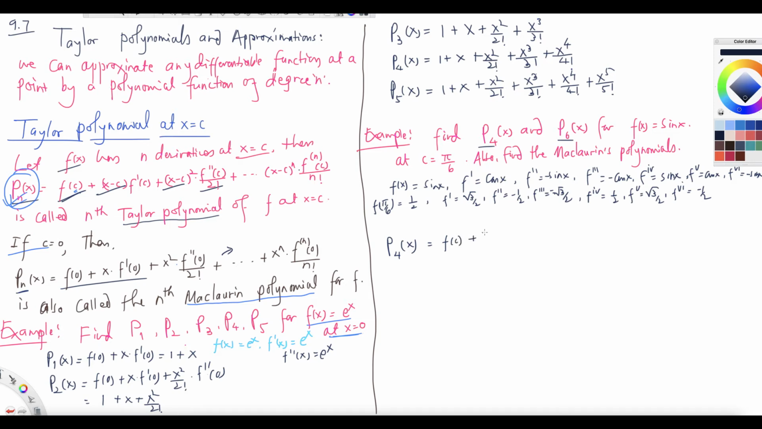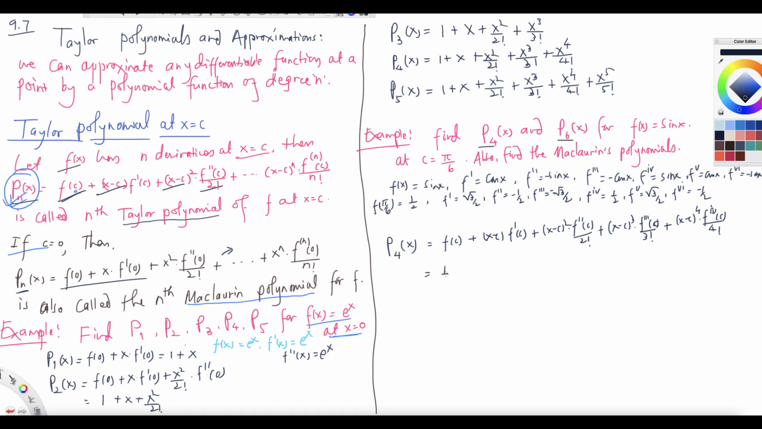plus (x minus c) times f prime of c, plus (x minus c) squared times f double prime of c over 2 factorial, plus (x minus c) to the cube times f triple prime of c over 3 factorial, plus (x minus c) to the fourth times the fourth derivative at c divided by 4 factorial. Okay, so that is the P4(x), right? Because you need to go up to the fourth derivative. So what do you get?